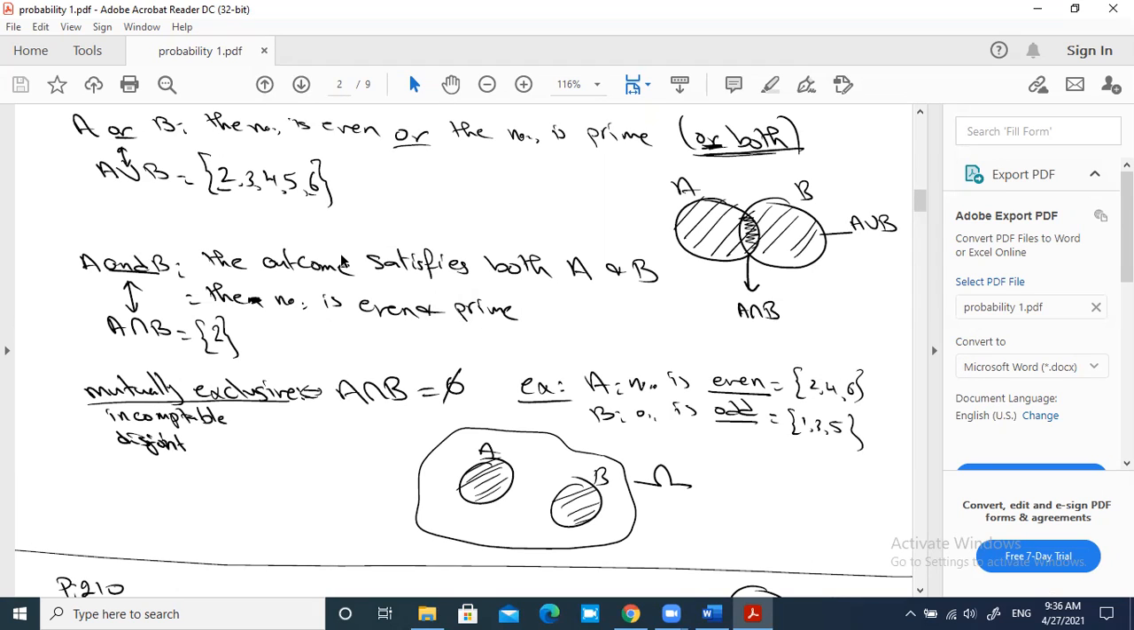What do you mean by mutually exclusive events? It means the intersection between them is impossible, there is no intersection. No intersection. Incompatible events, disjoint events. There's no intersection, and they don't necessarily cover the sample space.